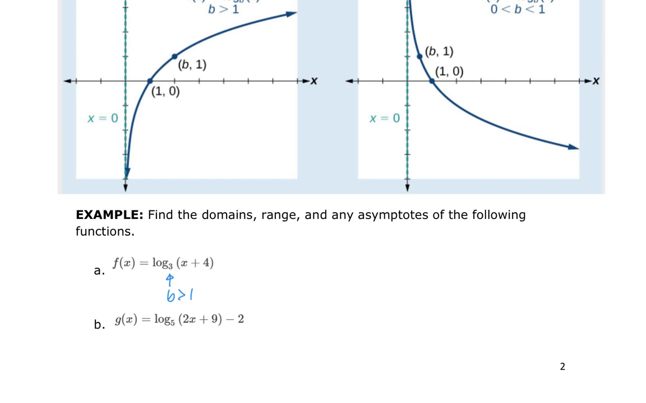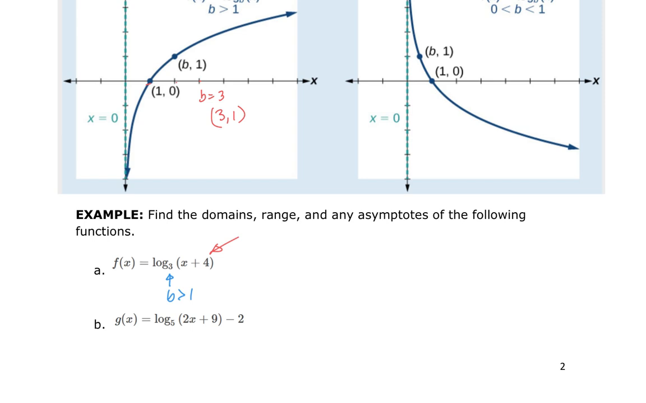Well, if b is 3, it's going to go through, I'm actually just going to graph it over here. I'm going to go 1, 2, 3. So my b is 3. So it should go through the point (3, 1). But I have a shift here of 4 to the left. So all of my points are going to shift to the left.